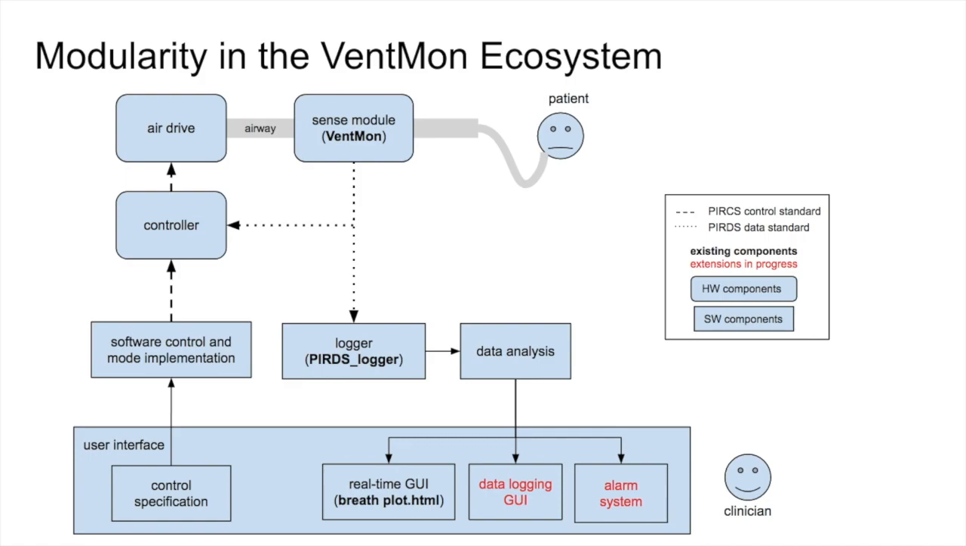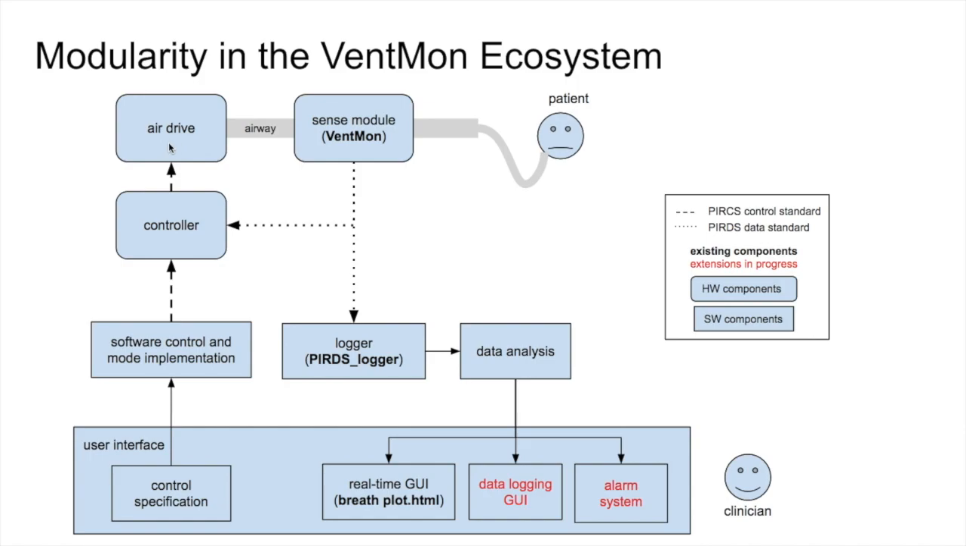In the ideal VentMon ecosystem, the ventilator itself is really composed of three core pieces. The air drive, which is the actual device pumping air through the airway. A controller, sort of the brains behind the operation, that gives input to the air drive and tells it when to turn on and off. And then a sensing module, basically the VentMon. This provides feedback information to the controller so that it can tell how to effectively modulate the air drive.